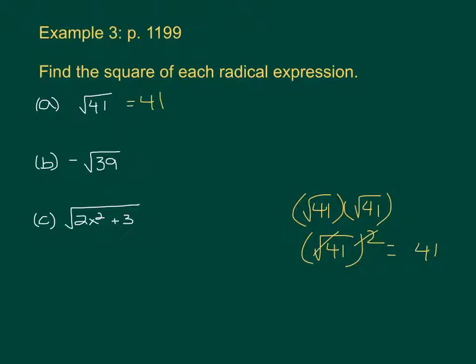So anytime you square a square root, you're just undoing the square root, and you're going to get what's left inside it. So when I square the square root of 39, that's just going to give me 39, and then I'm squaring the negative also, and negative times negative is positive. And then this one, when I square that, then it just cancels the square root, and I'm just left with 2x squared plus 3.